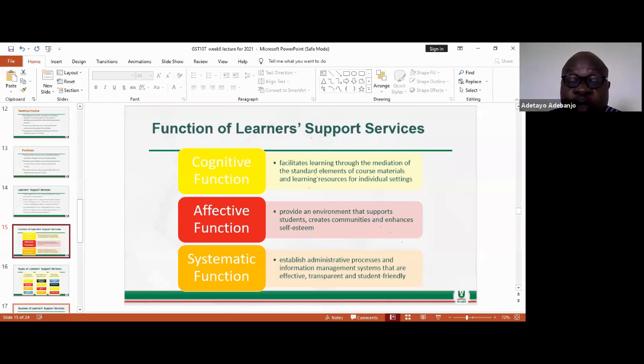Then affective functions provide an environment that supports students, create community, and enhance self-esteem. Then systematic function establish administrative process and informative management system that are effective, transparent, and student-friendly to all of you.